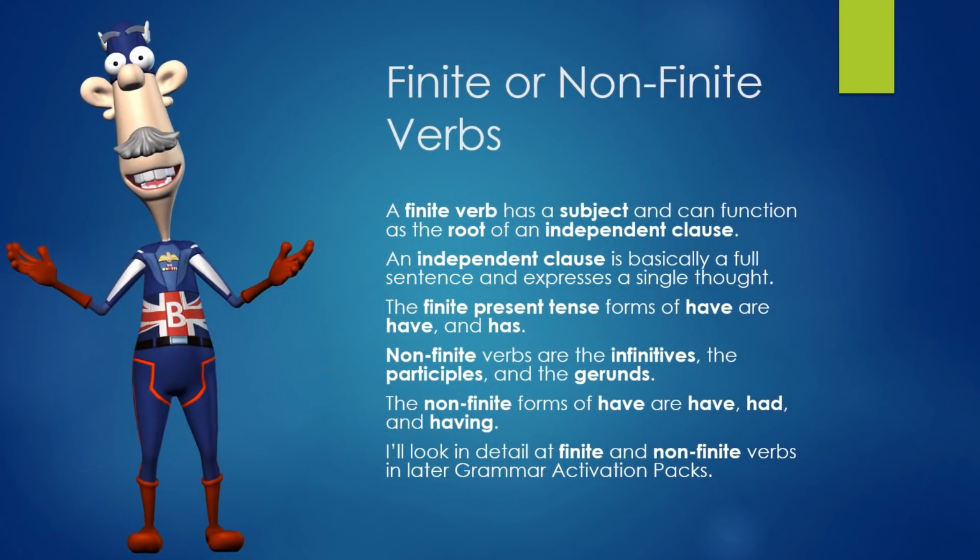Finite or non-finite verbs. A finite verb has a subject and can function as the root of an independent clause. An independent clause is basically a full sentence and expresses a single thought. The finite present tense forms of have are have and has. Non-finite verbs are the infinitives, the participles, and the gerunds. The non-finite forms of have are have, had, and having. I'll look in detail at finite and non-finite verbs in later Grammar Activation Packs.